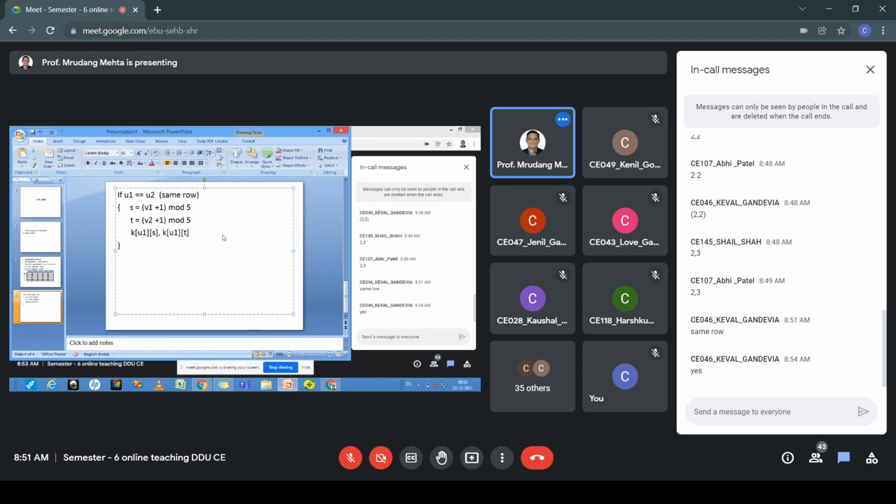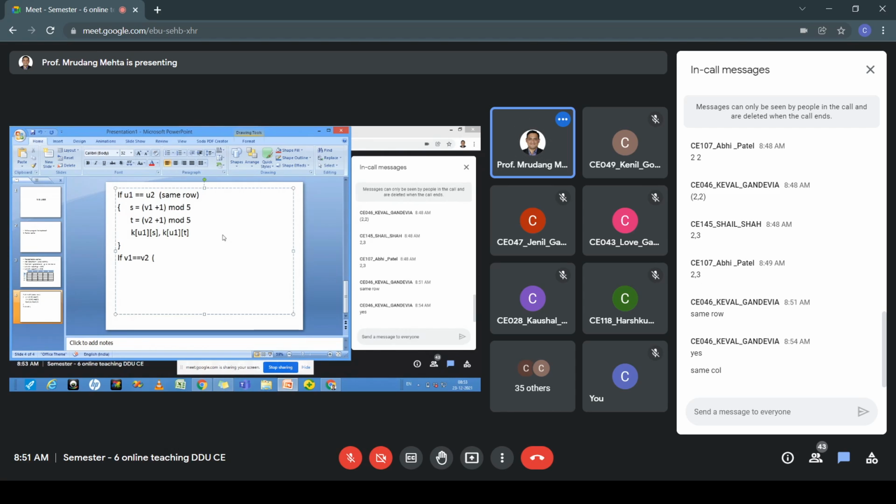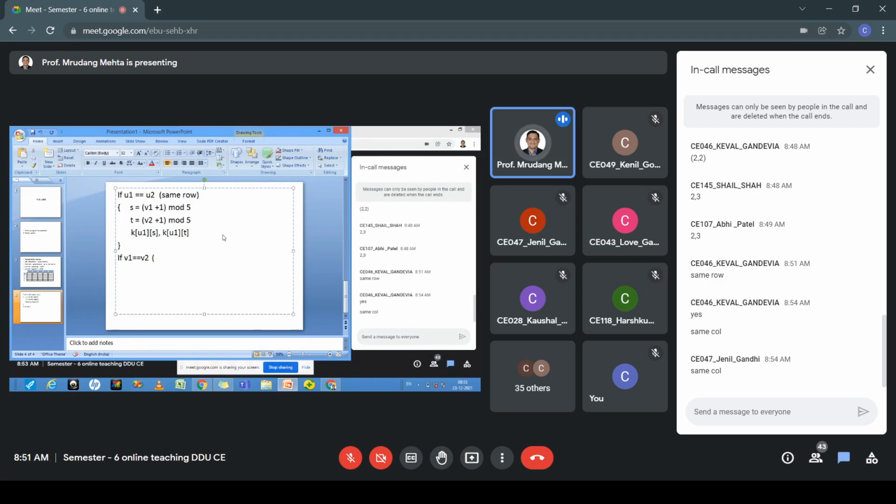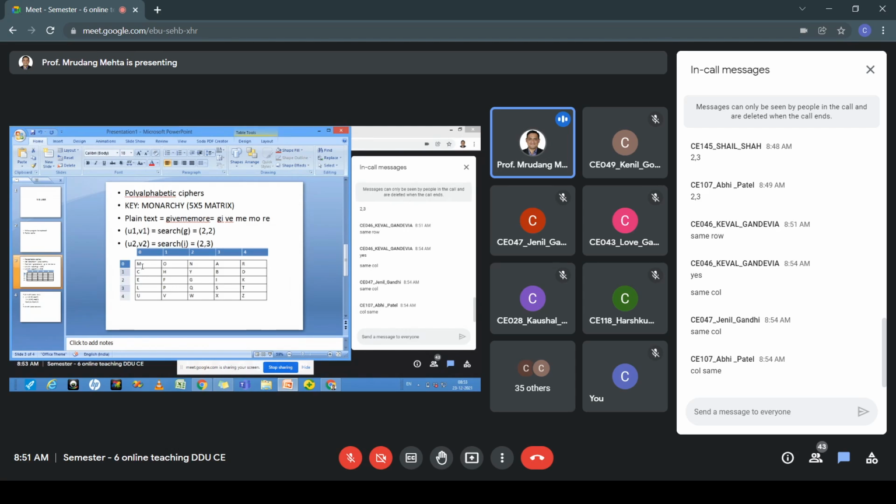Okay. The second condition is if V1 equals V2, then what is the situation? If V1 equals V2, then it is the same column, right? So here you can see M and E. What are the location values for M and E?